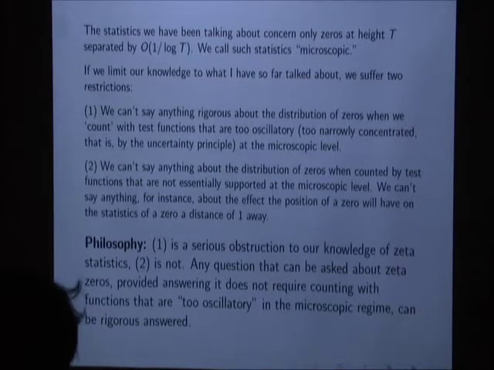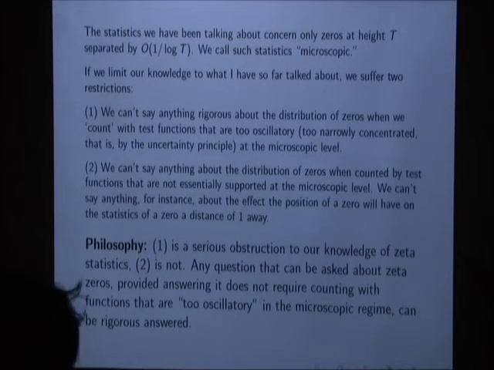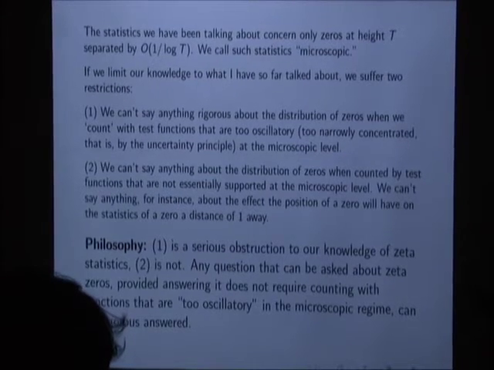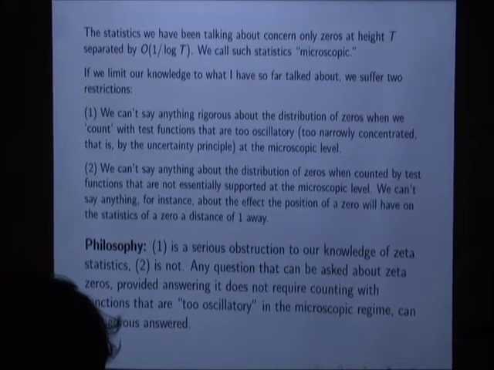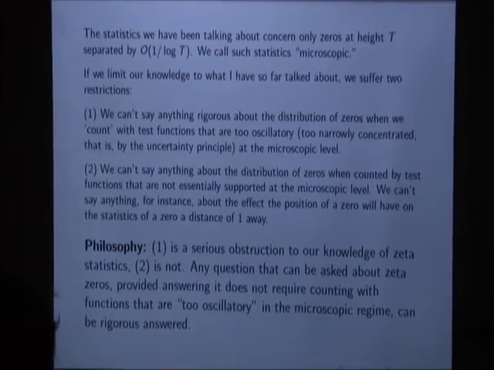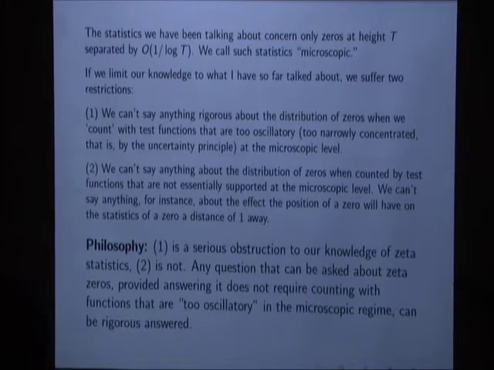is that this first restriction here, of not being able to count at a microscopic level by bunched up functions, is a very serious obstruction. If we could resolve the pair correlation conjecture for more oscillatory functions than Montgomery considers, we could prove, for instance, the twin prime conjecture. So any getting around this restriction is bound to involve a lot of new ideas.